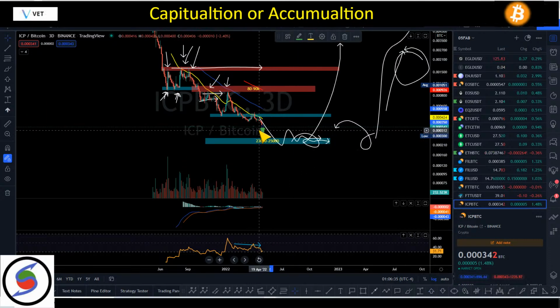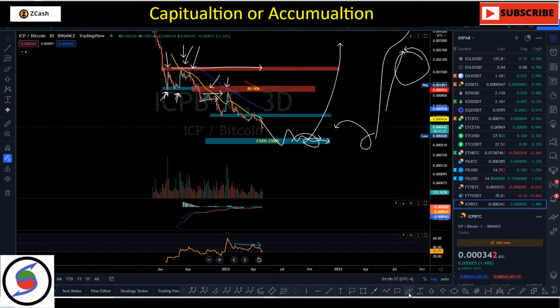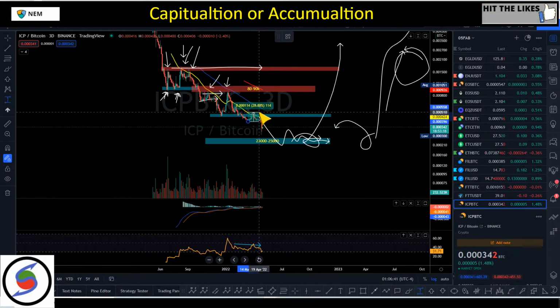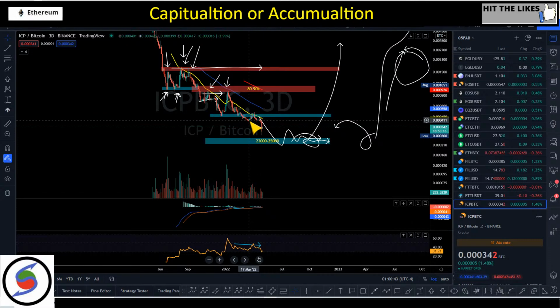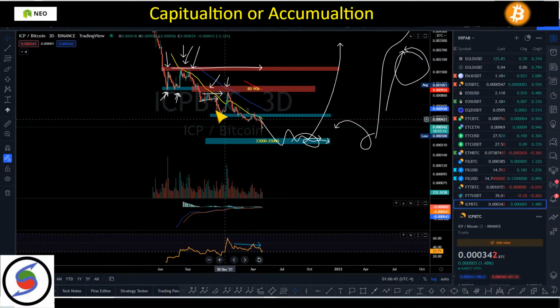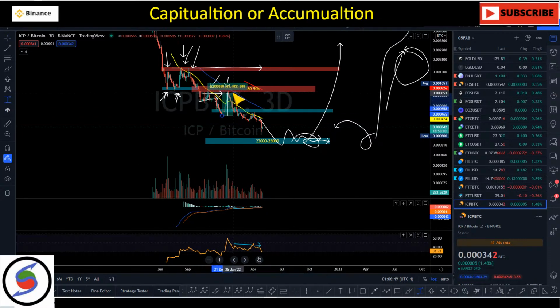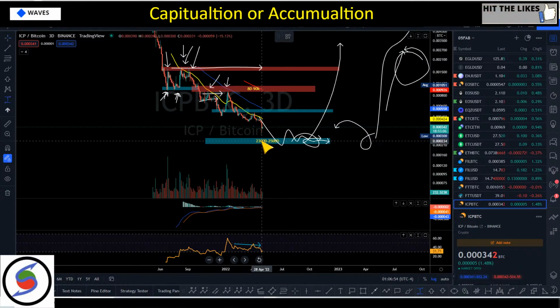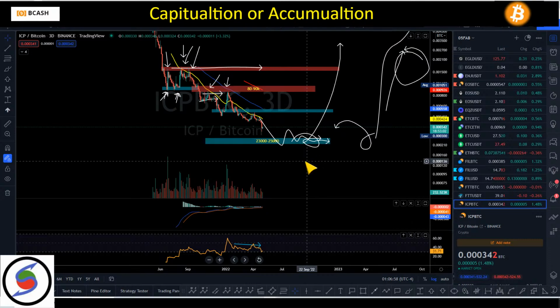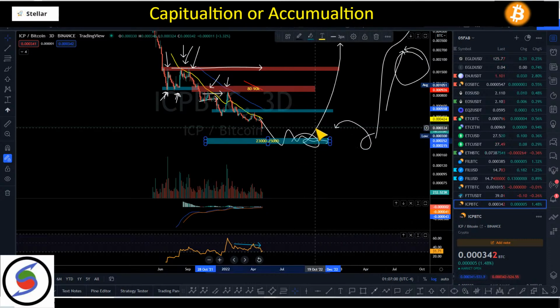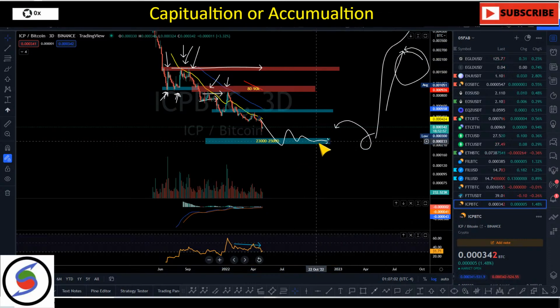And you could even take some nice swings because it does pump a lot too, right? Like you got a 30% pump against BTC right here. Right there, you got a nice 80% pump against BTC. So could we get a 20 to 30% pump against BTC, or even a 50% pump possibly? But as of now, the trend is still down.